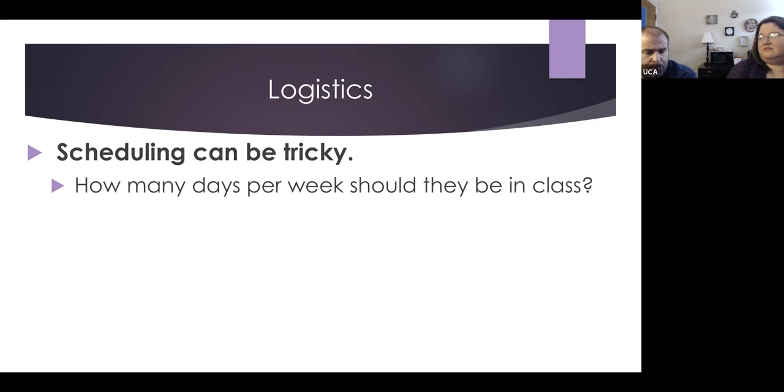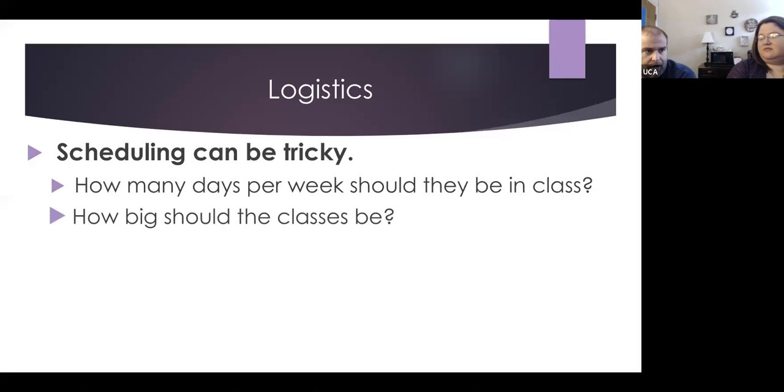Your student makeup will also be a huge part of how many days a week you need to meet. Sometimes all of your students are commuting in, and so it's hard to ask them to come 5 days a week or even 4 days a week. So that will play a part in the logistic decisions that you need to make.